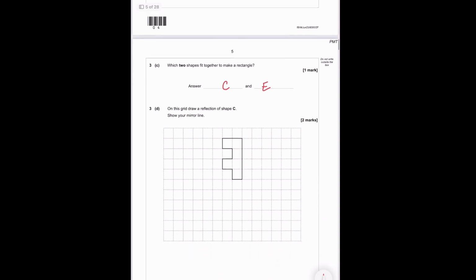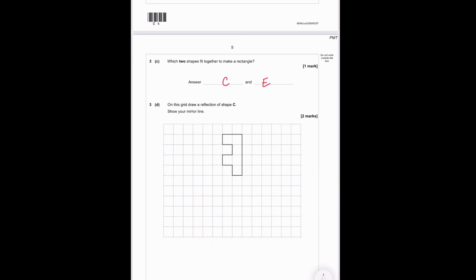On this grid, draw a reflection of shape C, show your mirror line. So that can be anywhere. So if I'm going to put my mirror line here, my reflection could be here, but there'd be lots of different answers for this, depending on where you draw your mirror line.